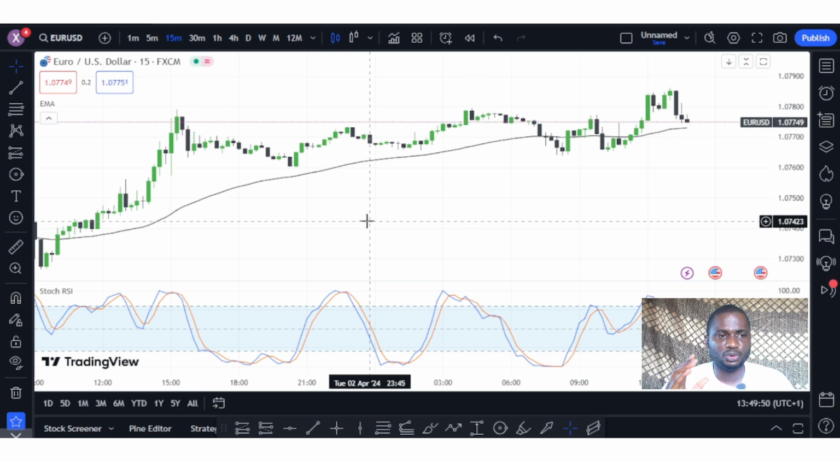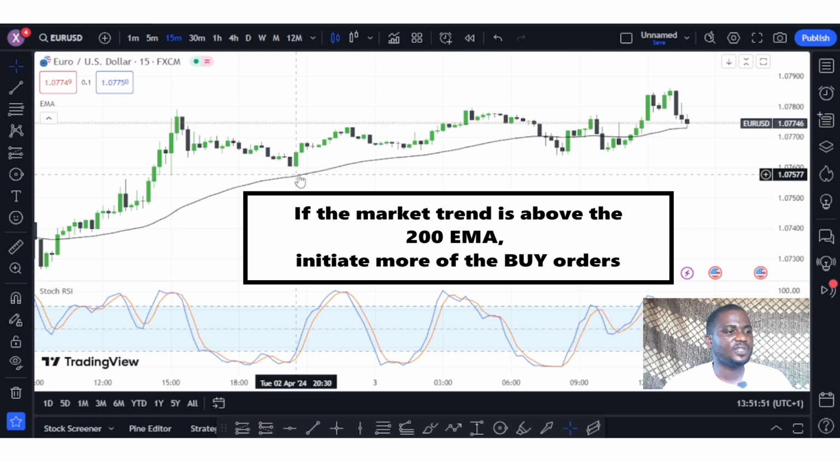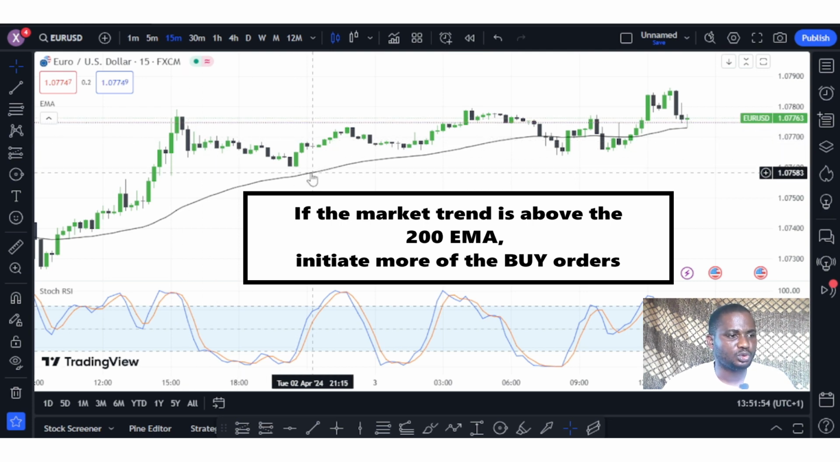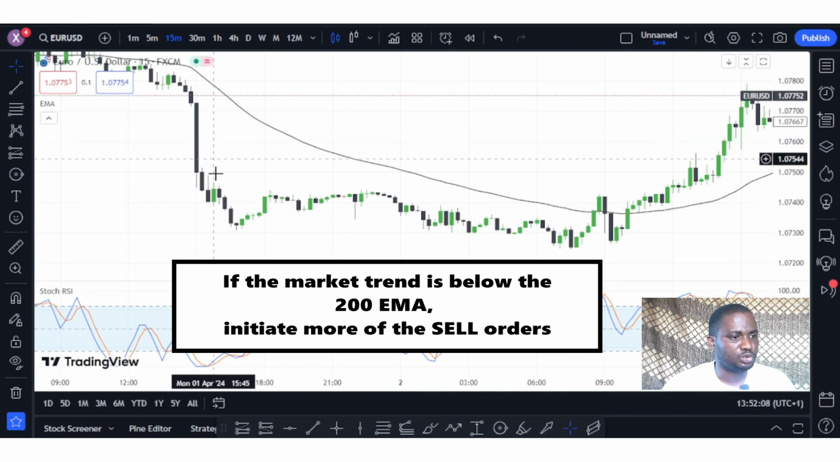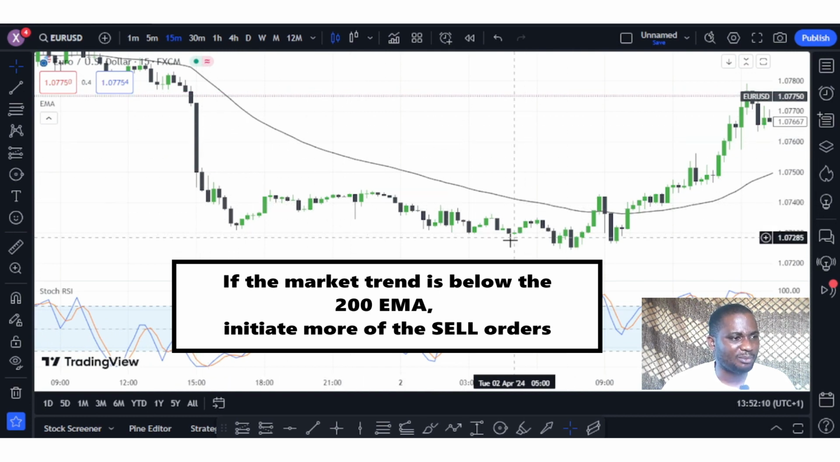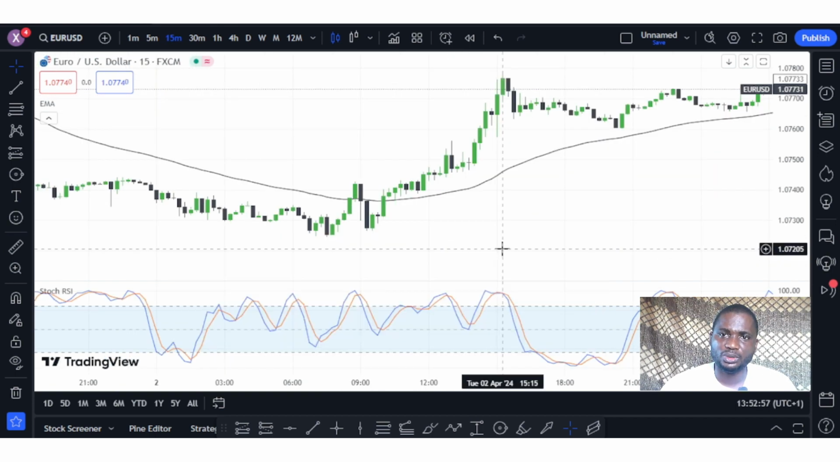There are things I want you to take note of. Number one, you must look at the position of the moving average, okay, and the market trend. Now, if the market trend is above the 200 moving average, it is advisable that you initiate more of the buy order. And if the market trend is below the 200 moving average, it is advisable that you initiate more of the selling order.